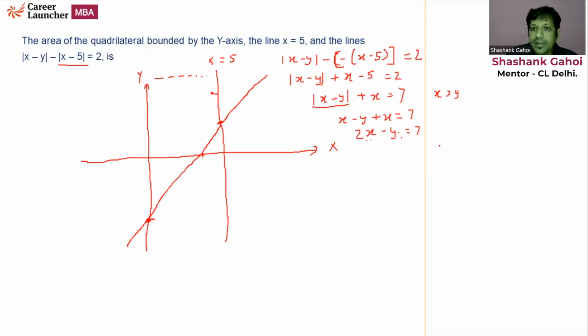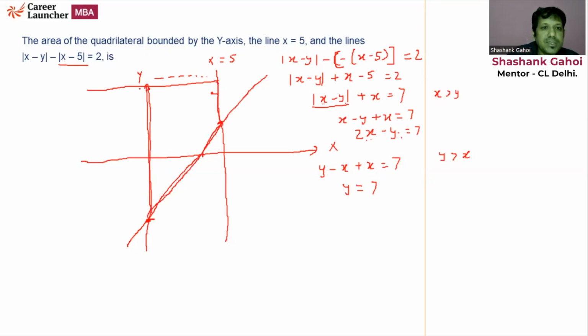Now there might be another case that y is greater than x. So if y is greater than x, x minus y will open as y minus x plus x, and that's equal to 7. So basically y equal to 7. So I am going to get a line that is y equal to 7. That is this. The question is talking about find out the area of this trapezium. Now this is y equal to 7. This is y equal to minus 7. Here y equal to 3. And here y equal to 7. Okay. And x is equal to 5.